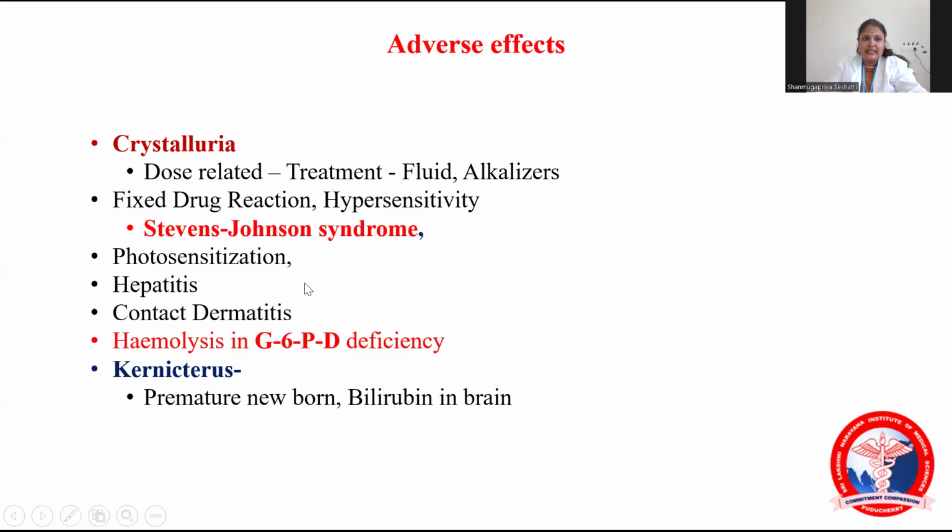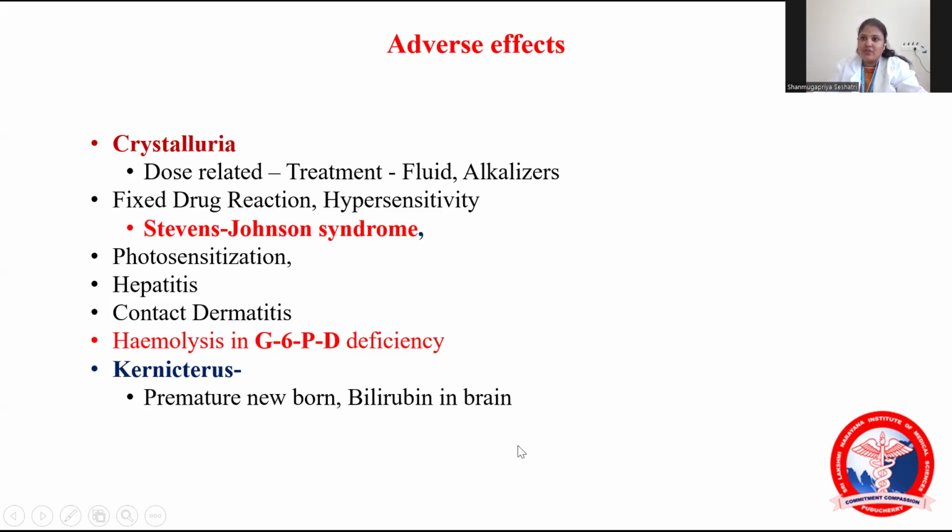Okay. Coming to the other adverse effects: photosensitization, hepatitis, contact dermatitis. In patients who are already suffering from G6PD deficiency, this is one among the drugs which can cause hemolysis. Hemolysis is nothing but breakdown of your blood cells. It causes excess breakdown of blood cells, and it can also cause kernicterus in premature infants. Kernicterus is a condition of inflammation of the meninges which occurs due to raised bilirubin levels. For example, if the mother has taken sulfonamide in the third trimester, the baby might be born premature and might suffer from kernicterus, which is inflammation of the meninges due to raised bilirubin levels.